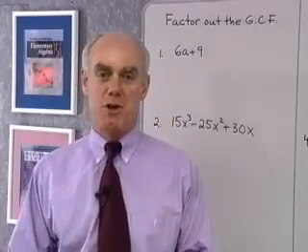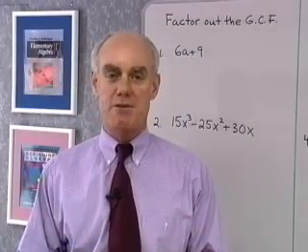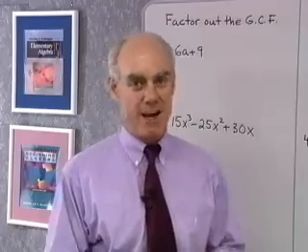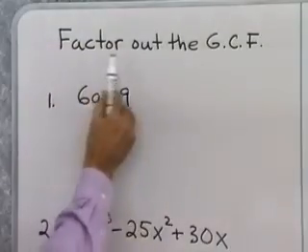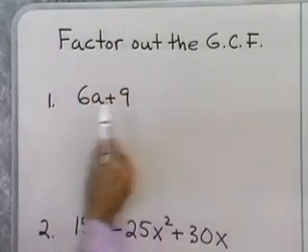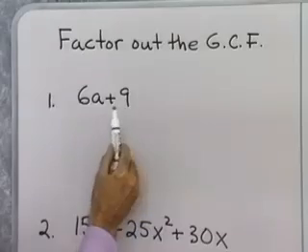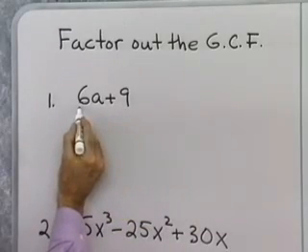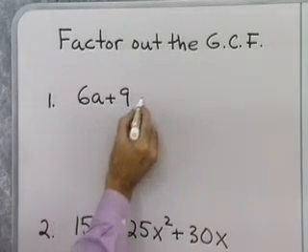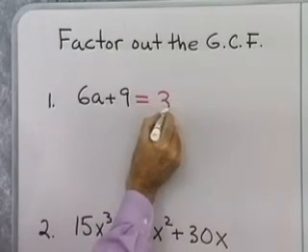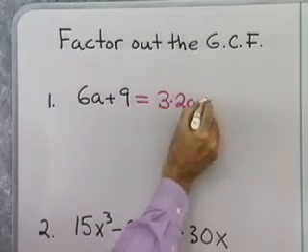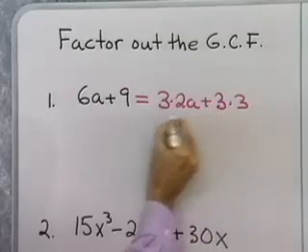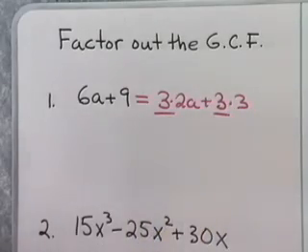Factoring is the reverse of multiplication, and we want to start our work with factoring by factoring out the greatest common factor. So I've written here, factor out the greatest common factor, and my first polynomial is 6a plus 9. What I notice is that 3 divides this term and 3 divides this term. I can write the first term as 3 times 2a, and I can write the second term as 3 times 3. So there I have a 3 common to each term.